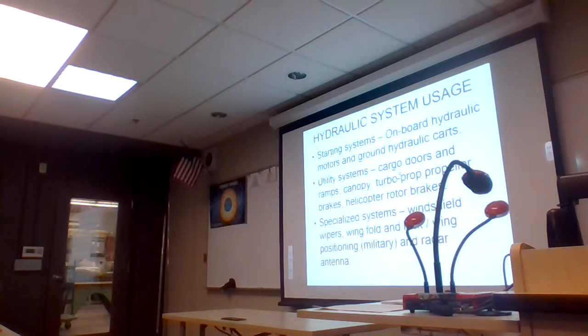In the event that the accumulator becomes depleted, they sometimes have a hand pump aboard the aircraft. You can pump the accumulator back up again in order to have it push the fluid again for restart. Some aircraft use it for utility systems. They've got a cargo door, a ramp, or a canopy. For a turboprop aircraft, they sometimes have a propeller brake that prevents the propeller from windmilling during shutdown, and so they'll use it for that. Some helicopters have a rotor brake that's hydraulically powered.